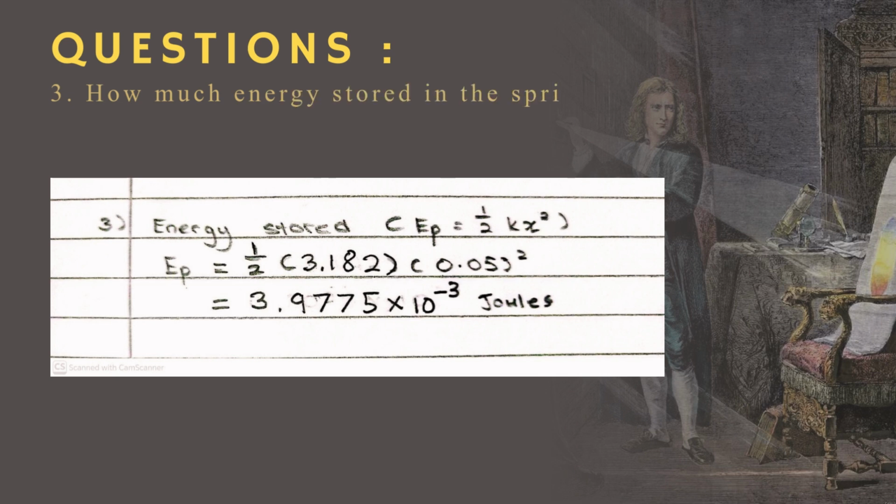For this question, how we find the energy stored is we use Ep equals half k x squared, where k is 3.182 and x is 0.05. And from this calculation, we got the value of energy stored is 3.9775 times 10 to the power of negative 3 joules.